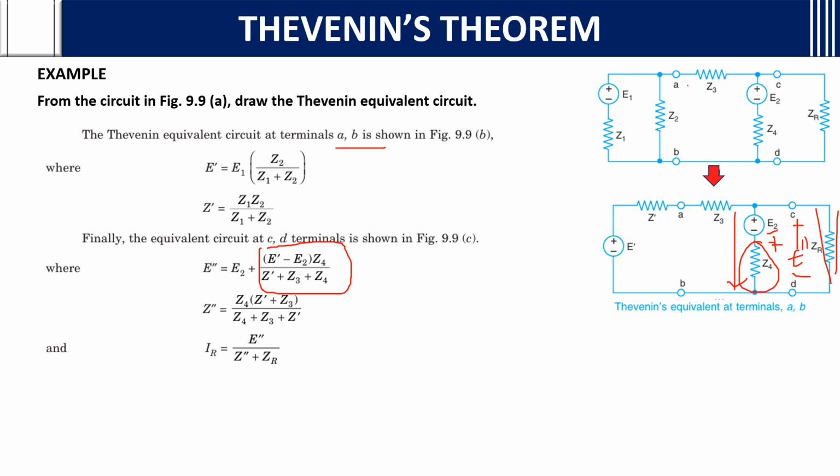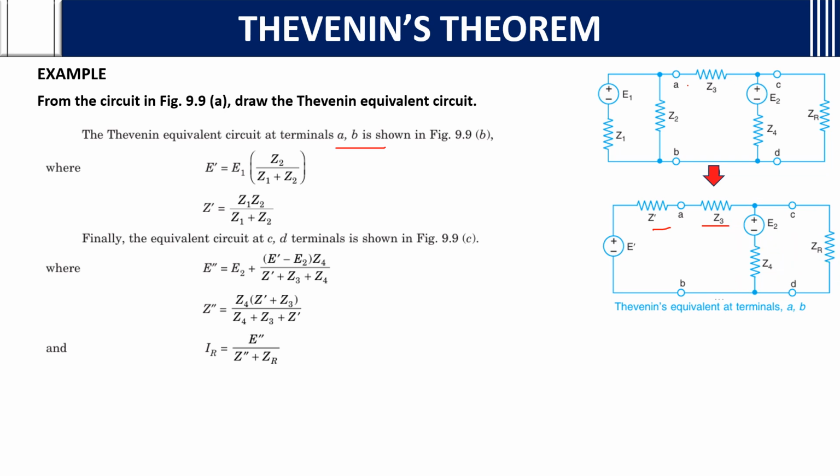As you can see, it is connected in minus plus minus fashion. So E dash minus E2 we need to do, or E2 minus E dash, based on which potential is more. If here it is 10 and here it is 5, then take 10 minus 5. Whichever is the higher potential, you need to take that first. E dash minus E2 is the total voltage. Then we want the voltage across which resistance? Z4. Multiply with Z4 by the total resistance, which you have as Z dash plus Z3 plus Z4. That's it. That is the voltage dividing rule.